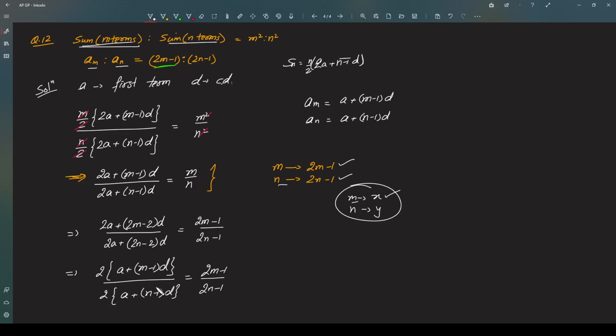Now this 2 and 2 get cancelled. So what do you have on the top? That is the mth term, a plus m minus 1 d. So that is am divided by an, right? Just remember, we are not saying that m is equal to 2m minus 1. If you do that, that is wrong. We are saying that instead of m, I am writing 2m minus 1. We are substituting. So that is how you solve this problem.